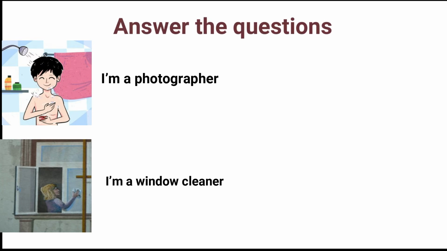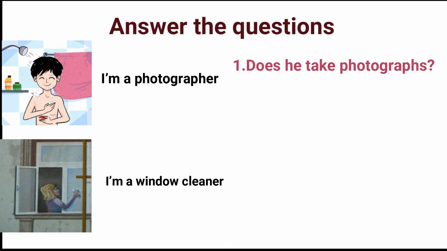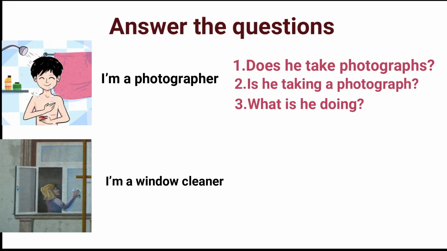That young man says, in situation number 3, I am a photographer. He is a photographer. This is what he tells us about himself. That's his job. So look at the questions. Number 1, does he take photographs? Number 2, is he taking a photograph? Number 3, what is he doing?